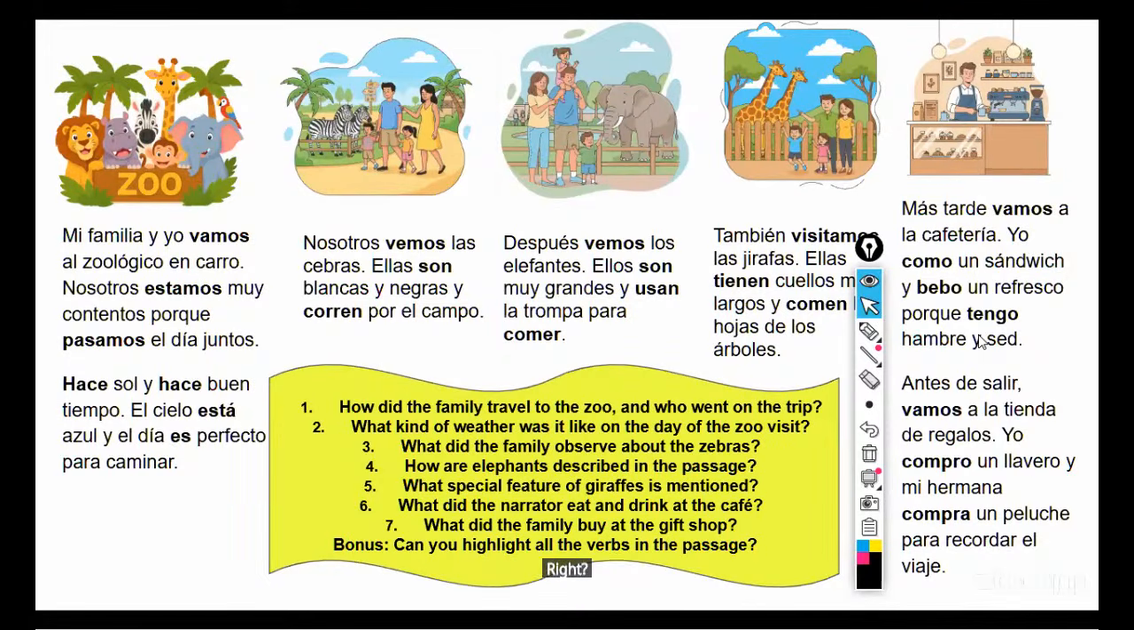Anyway, yo compro un llavero. So I bought a llavero. And my sister compra un peluche para recordar el viaje, to remember the trip. So what did the family buy? So we have two people to account for. What did they buy?